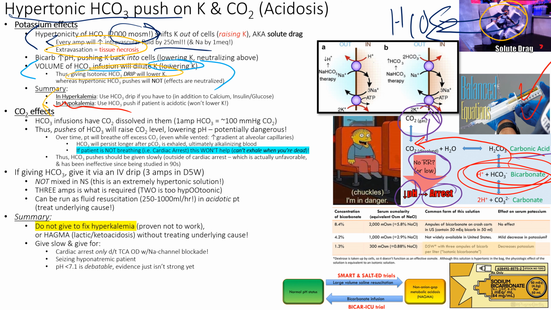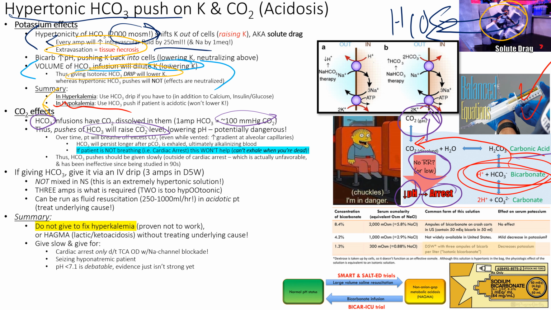Okay, and just 1 amp of bicarb has about 100 millimeters mercury of CO2 in it, right? And you're just diluting that into the serum of someone that already might not be breathing for a second, right? So their CO2 is probably climbing in the first place. So that's not going to be beneficial for someone that's apneic, that presented apneic. Okay, so pushes of bicarb will raise someone's CO2 levels.